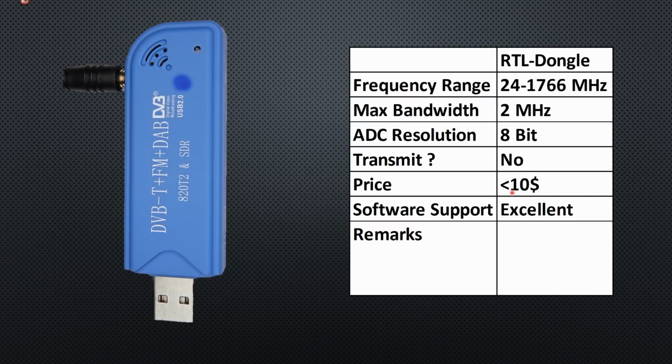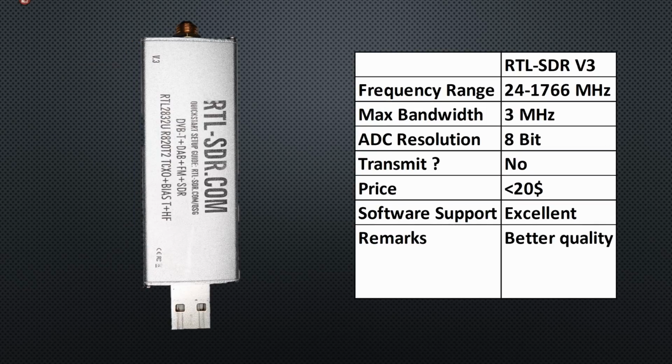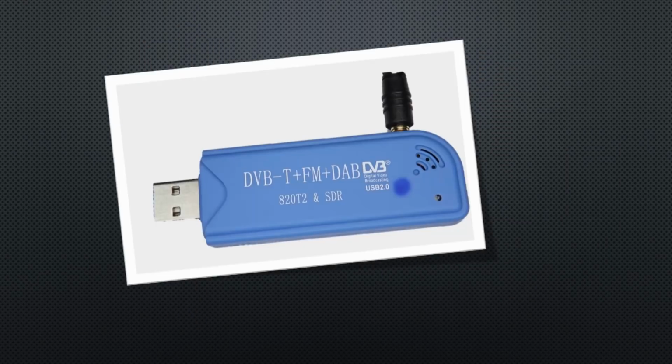You get several versions. The cheap standard ones are okay for playing around, and the more expensive ones like this RTL-SDR version 3 come with some bells and whistles. The prices are in the $10 to $20 range. Incredibly affordable. By the way, do you know the story of these dongles?